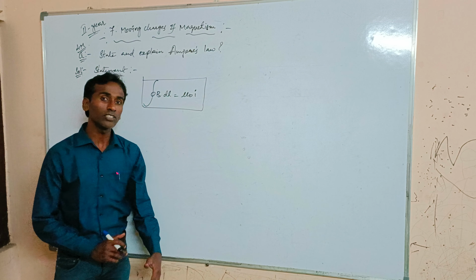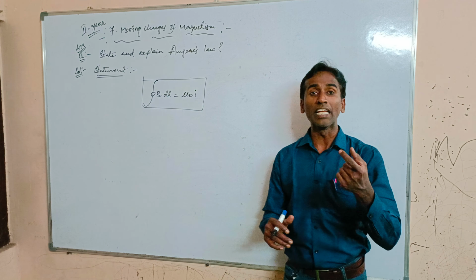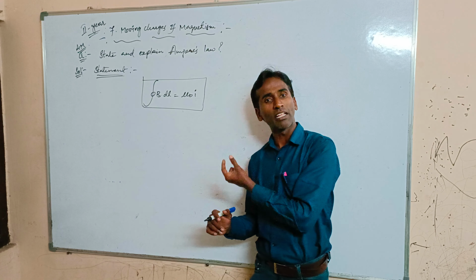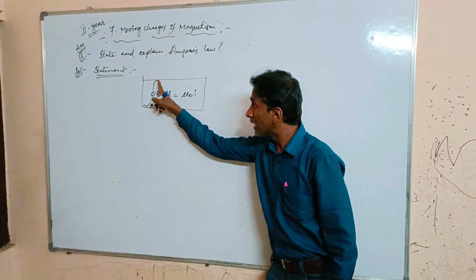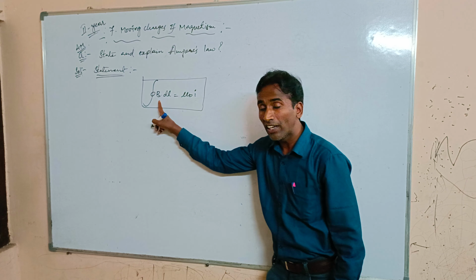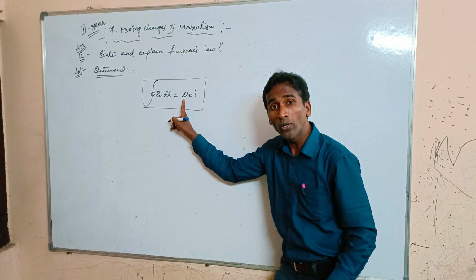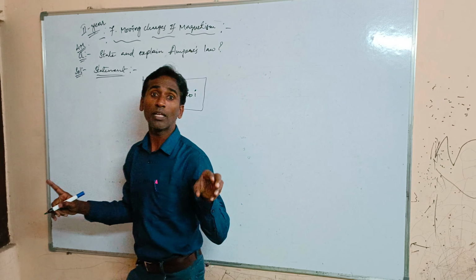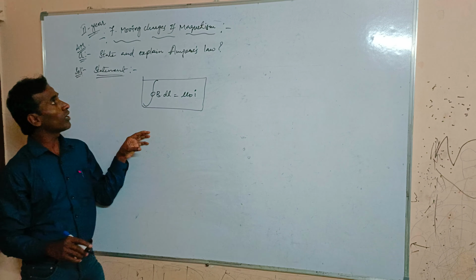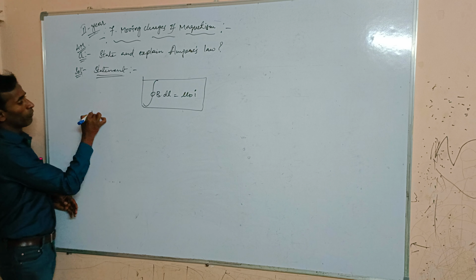Once again I am telling the statement. The line integral of intensity of magnetic field around any closed path is equal to mu naught times the net current enclosed by the area of the bounded curve. This is called Amperes law. So we have to prove this one. Proof.